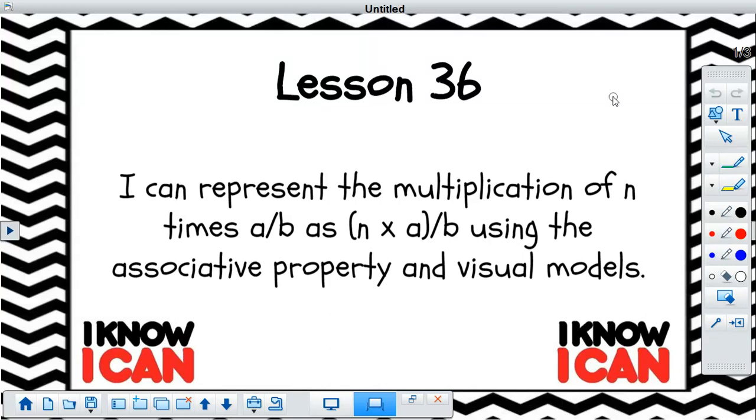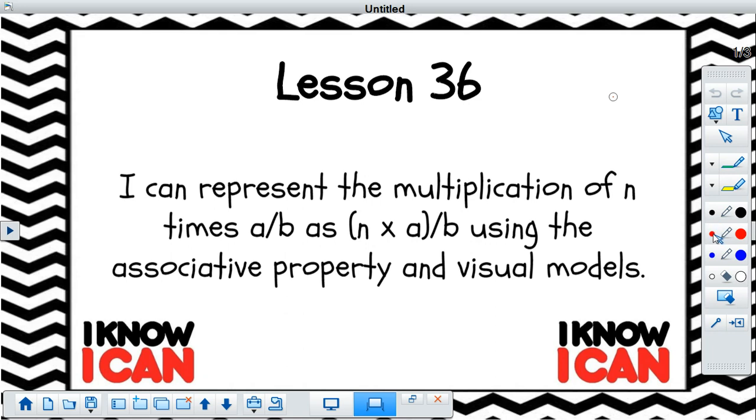All right, today's lesson picks up from where we left off on lesson 35. If you weren't in school for lesson 35, you'll be able to catch on with this lesson, I believe. So the objective is: I can represent the multiplication of n times a over b as n times a over b using the associative property and visual models.